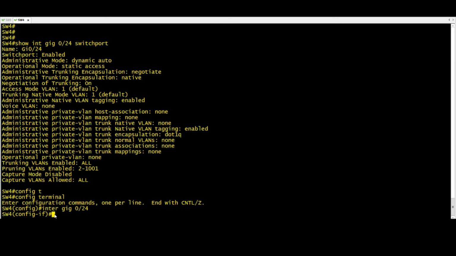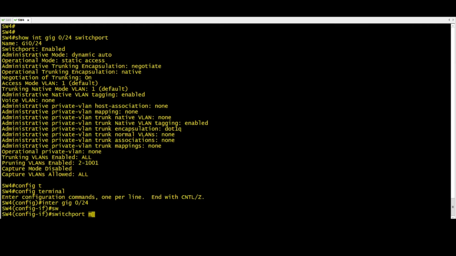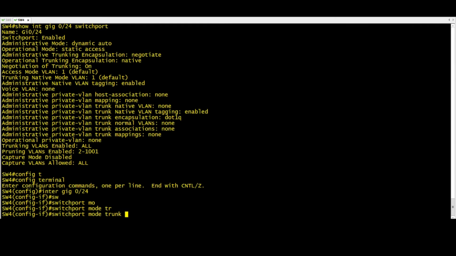Now from here, depending on the make and model, we tend to do switchport mode trunk. But typing this in may do 2 things. One, if it's an older switch, it will ask for the encapsulation to begin with, because the switch doesn't know whether you want to run ISL, which is the Cisco proprietary, or whether you want to run the .1Q, which is the open standard.